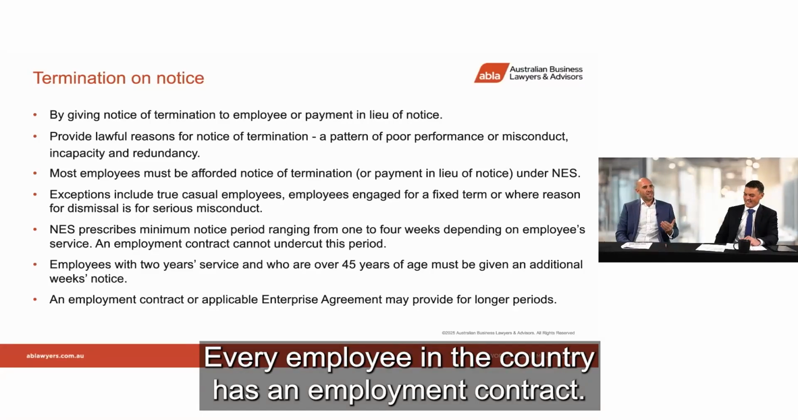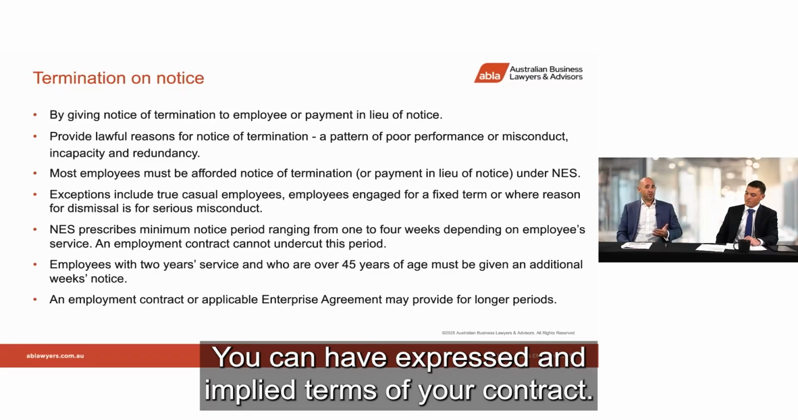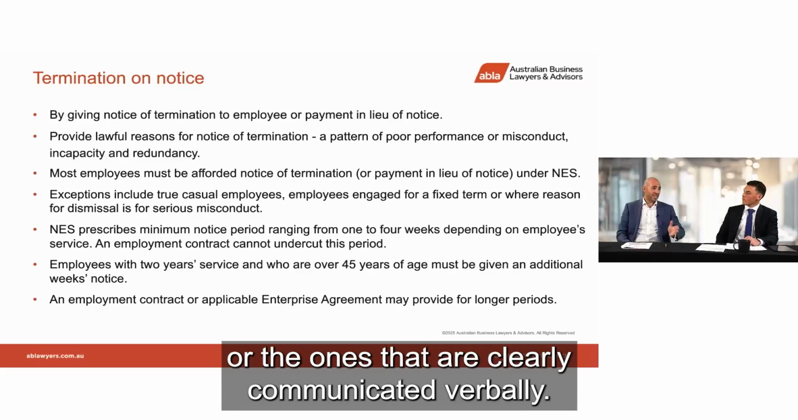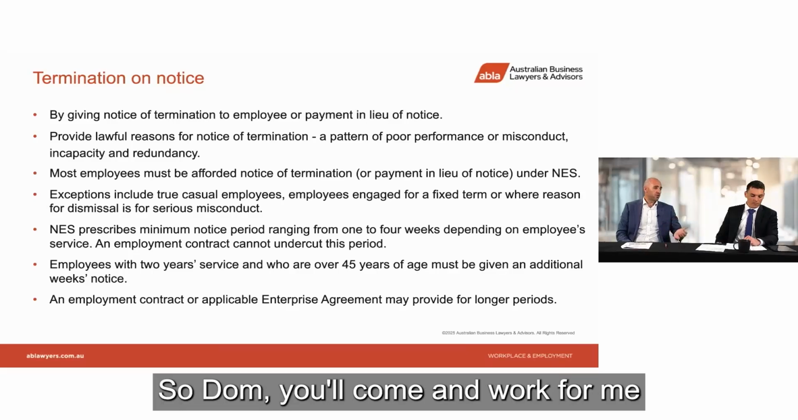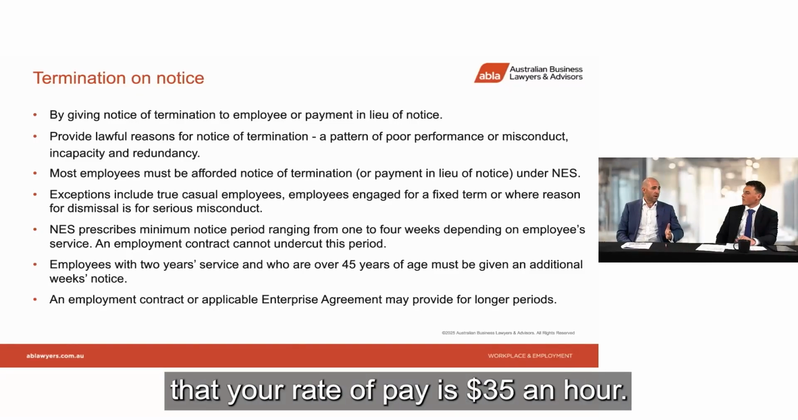Every employee in the country has an employment contract. Hopefully it's written. Sometimes it's not. You can have express and implied terms of your contract. Express terms are the ones that are written down or the ones that are clearly communicated verbally. So, Dom, you will come and work for me and I will pay you $35 an hour. So there's an express term that your rate of pay is $35 an hour.